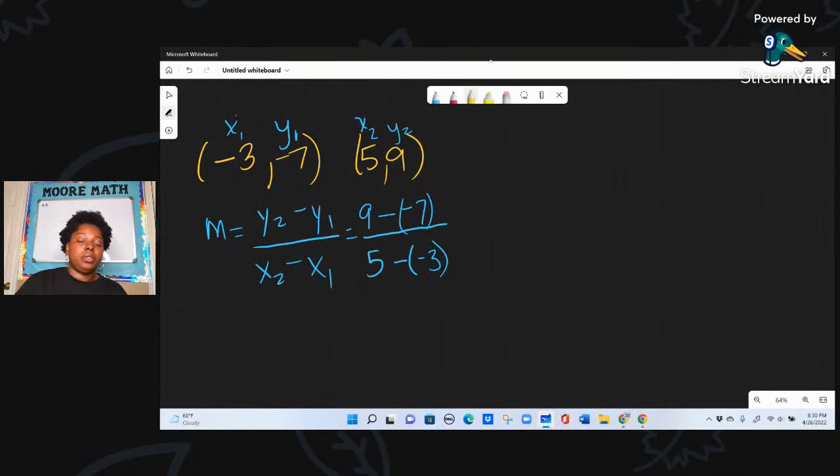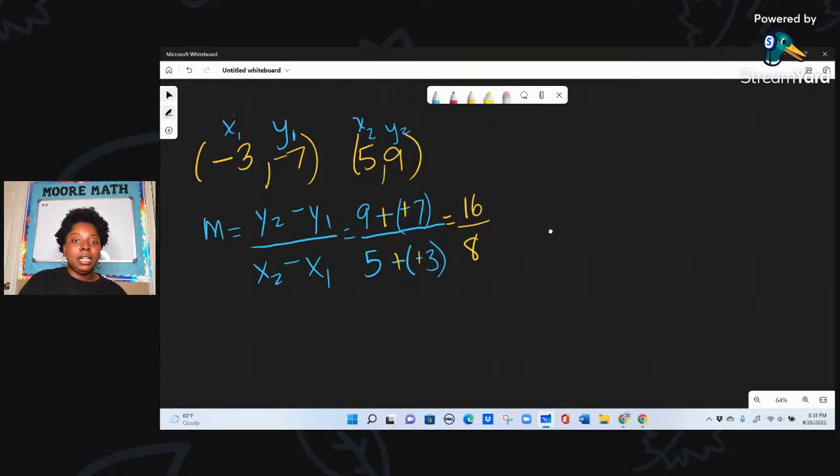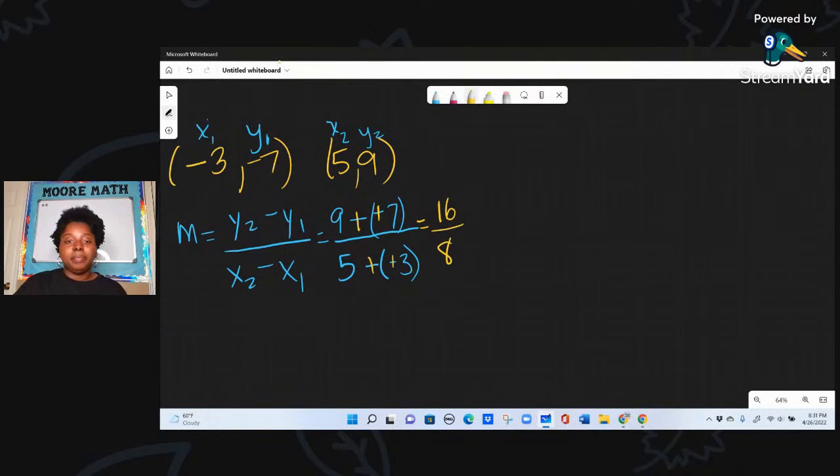So 9 minus -7, you would do keep, change, right? These double negatives are really positive, right? I'm not going to the movies means I'm going to the movies. So these double negatives are really a positive. Same thing down here. So 9 plus 7 is 16. 5 plus 3 is 8. And 16 divided by 8 is 2. Okay? So now we have our slope. Your m in this line is 2. Okay? So far, so good.